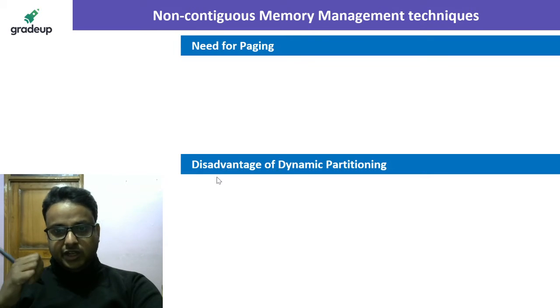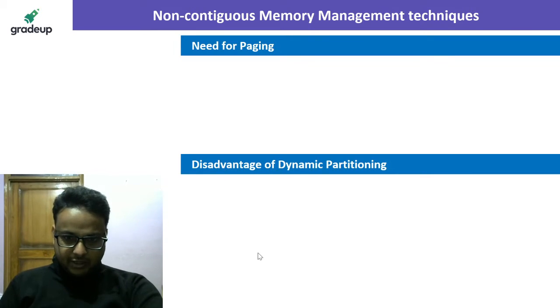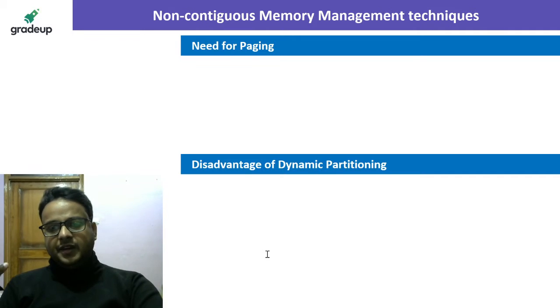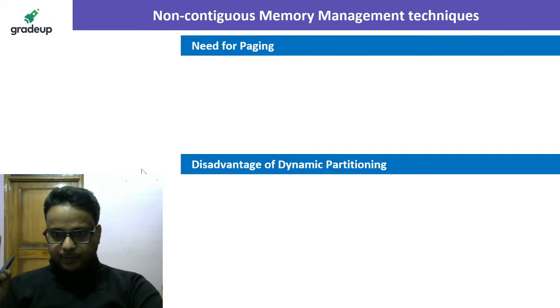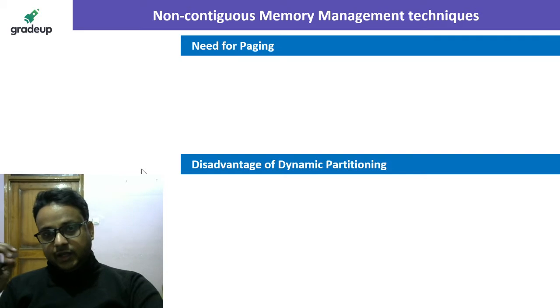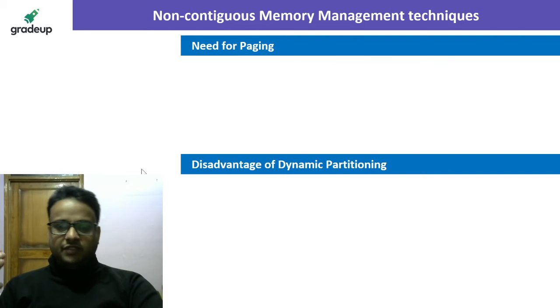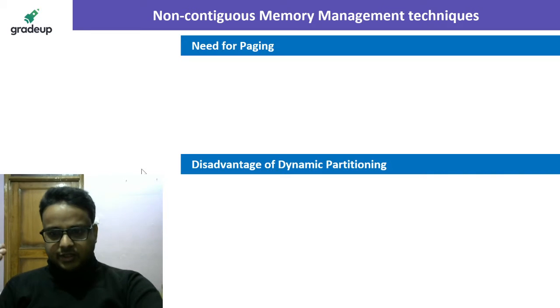So first is need for paging. What is the need of paging? And I just told you what is the need. Basically the main disadvantage of dynamic partitioning is the external fragmentation, you know. Although this can be removed by compaction, compaction is very costly. Costly means it is very inefficient.